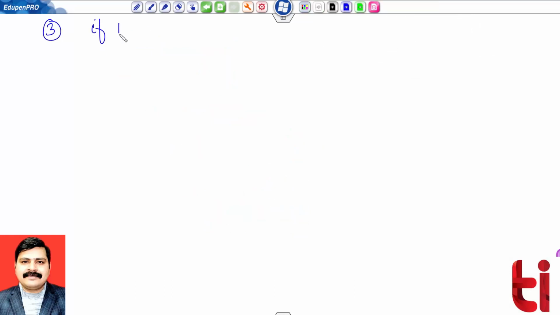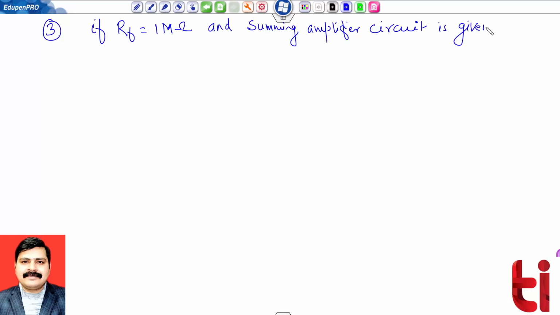If Rf equals 1 mega ohm, and a summing amplifier circuit is given, determine the output voltage. Now again there are two parts.